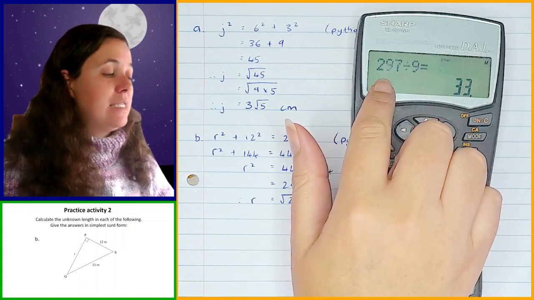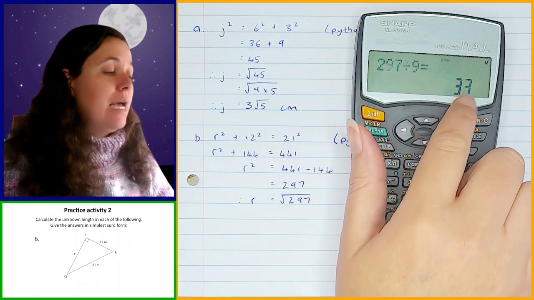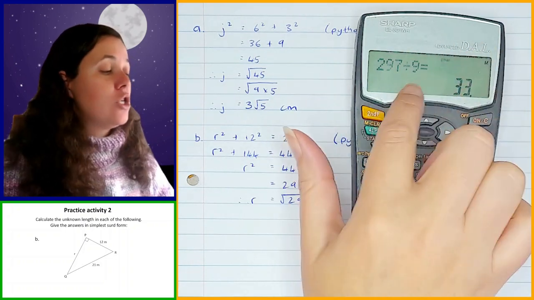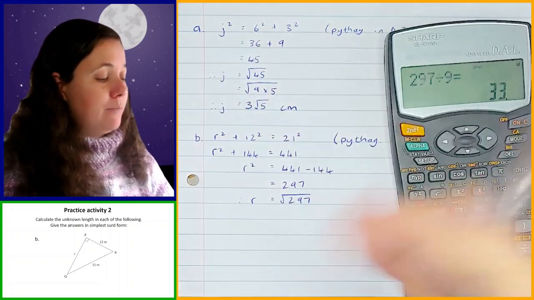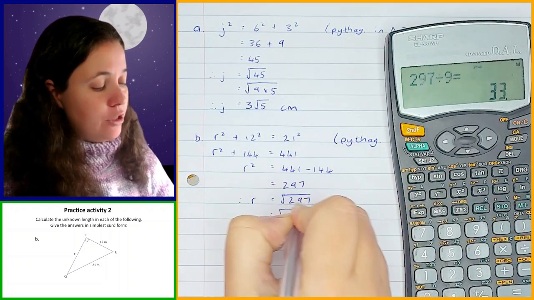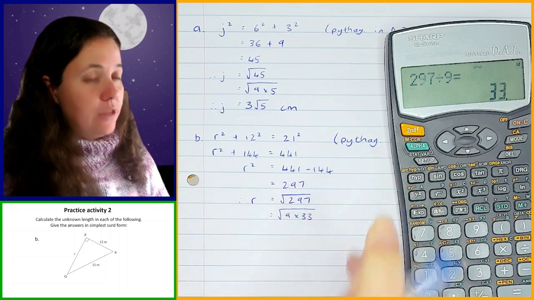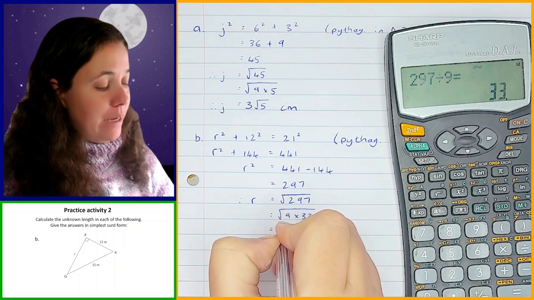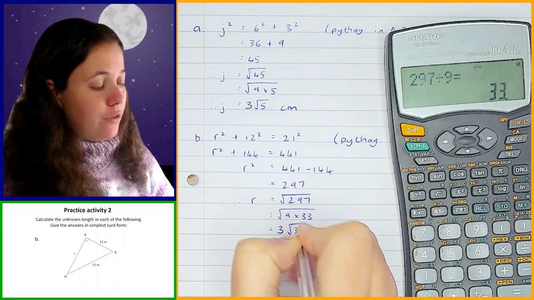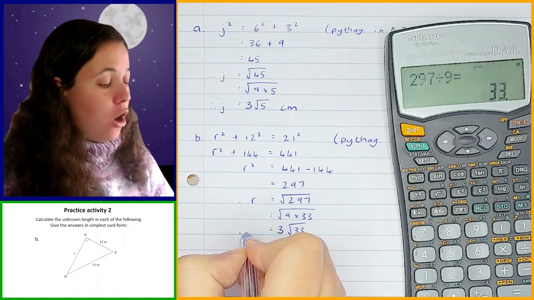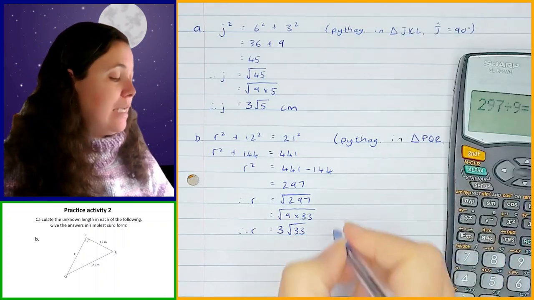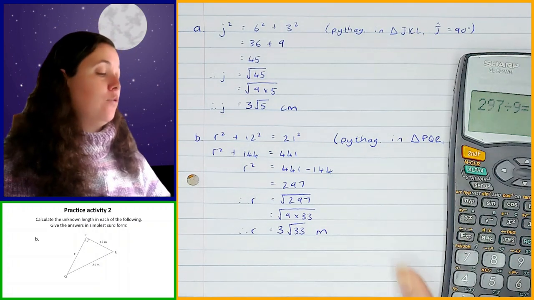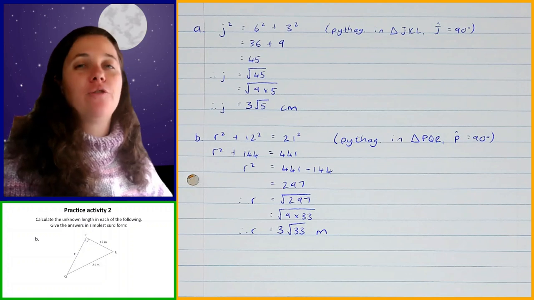So that means that 297 I can write as 9 times 33. Now 33 itself is not divisible by any other perfect square either. So I'm just going to use 9 times 33. So this is going to be the square root of 9 times 33, which means I can then simplify this and say the square root of 9 is 3 times the square root of 33. And that's what you should have got for r in that question. Now, it was in meters, so it's going to be 3 times the square root of 33 meters for the length of r. Okay, so that's what you should have got for that question.